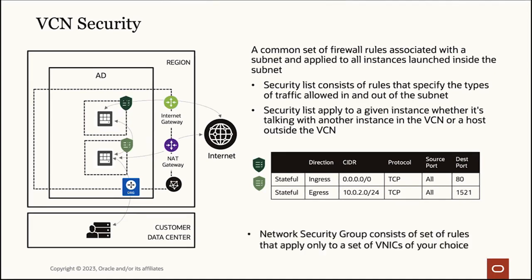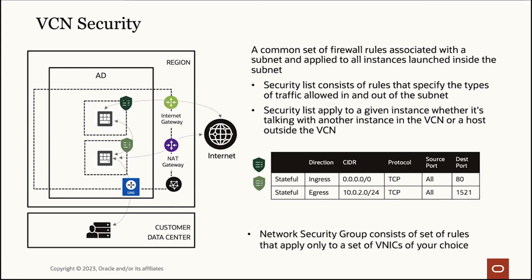Now, we also have something called a network security group, which is going to consist of networking rules that apply to a VNIC of your choice, which is a virtual network interface card. So a network security group could be applied to any resource that has a virtual network interface card. And a question for you, Winnie. What are some of the differences between network security groups and security list rules?